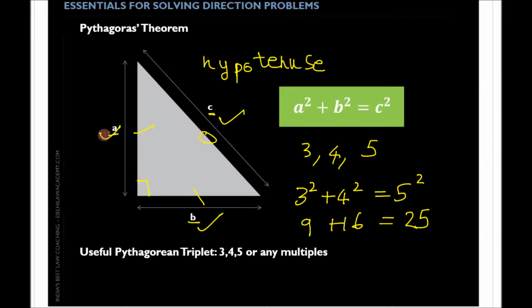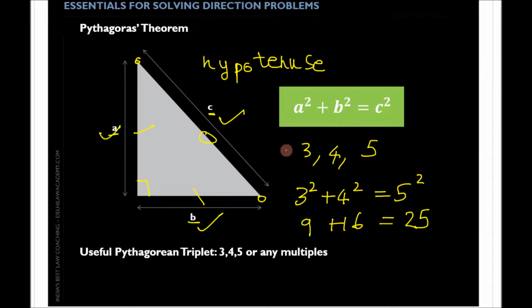So how does this help us? We'll see in a question that Ramu walked 3 meters in one direction, took a left turn and walked 4 meters in the other direction. You know immediately that the distance between this point and this point is going to be 5 meters. If he walked 3 meters like this and 4 meters like this, the distance is immediately going to be 5 meters. You don't have to sit and calculate, you don't have to write this formula. You can immediately write 3, 4, 5. So it's a Pythagorean triplet.